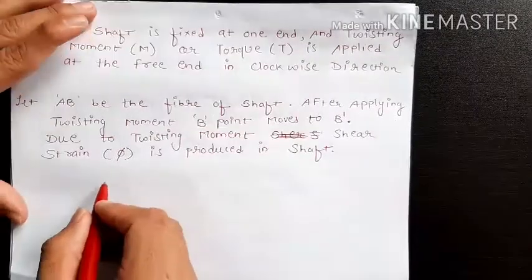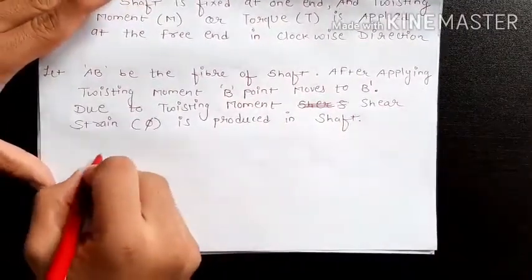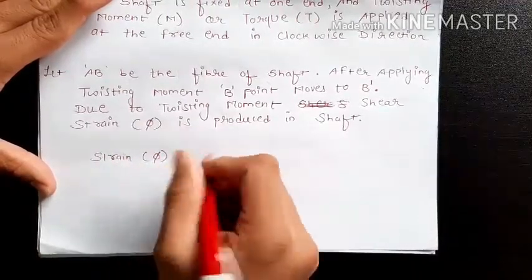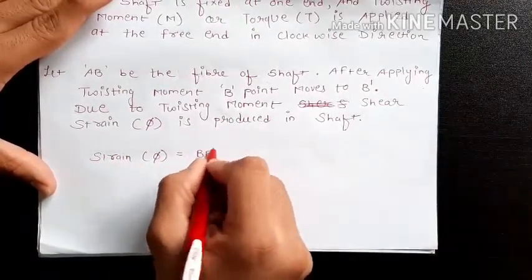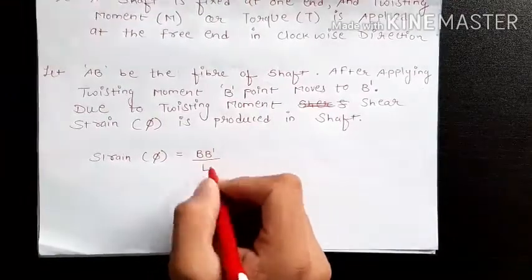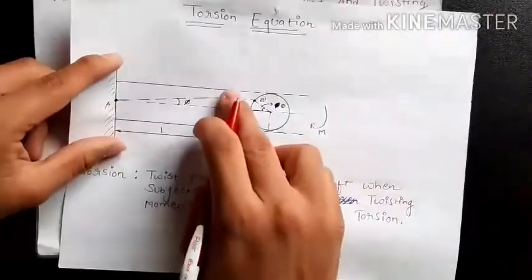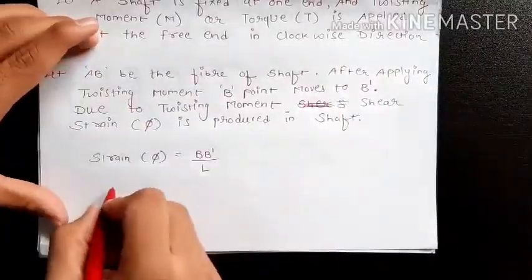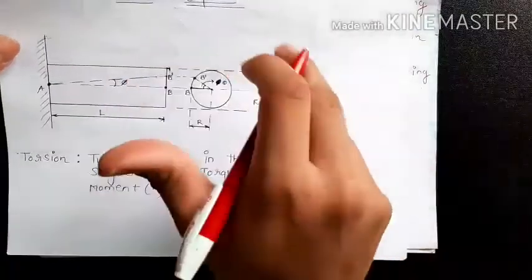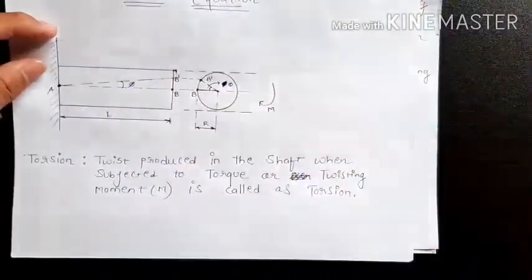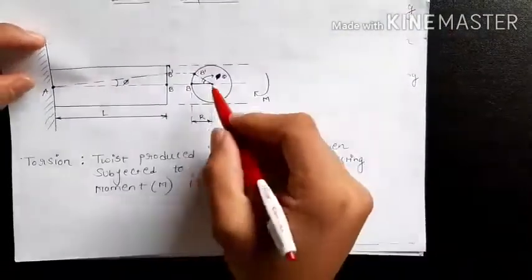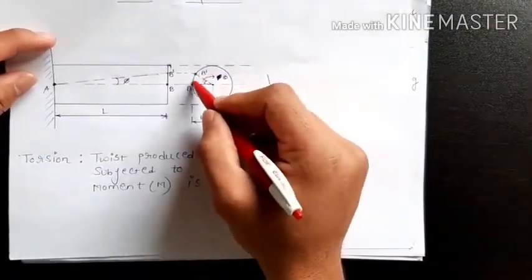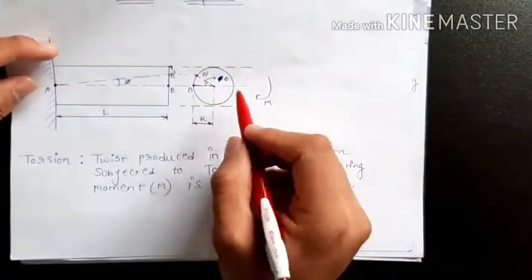So now shear strain phi is given by the change in length, that is BB dash, upon the original length, that is L. Now by twisting the shaft, an angle theta is subtended at its center. So now arc BB dash can be found by theta equals arc length upon radius.